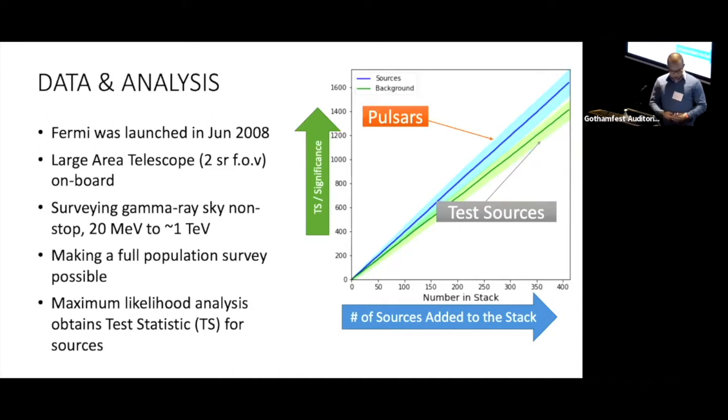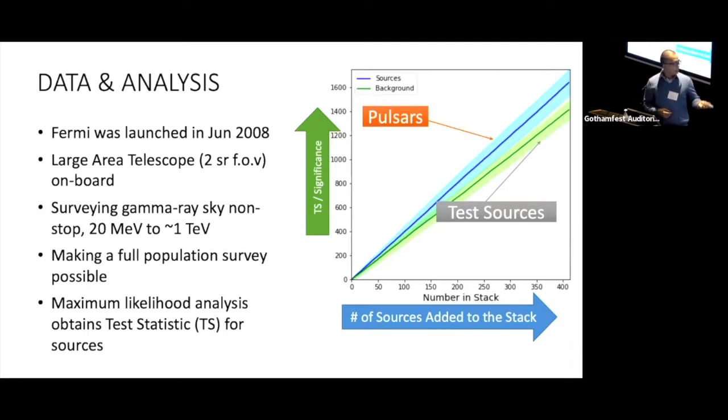This makes this population survey possible. To analyze Fermi data, we need to use a maximum likelihood analysis, because the Large Area Telescope is similar to a particle detector instead of a conventional telescope. I'm not going to get into all the details about the data analysis. If you're interested, you can come talk to me after the talk. By doing the maximum likelihood analysis, we can obtain the test statistic, or the TS value, for the object that we want to investigate.